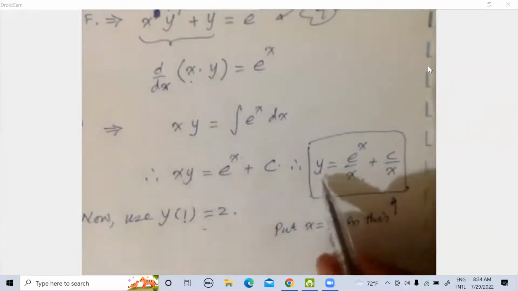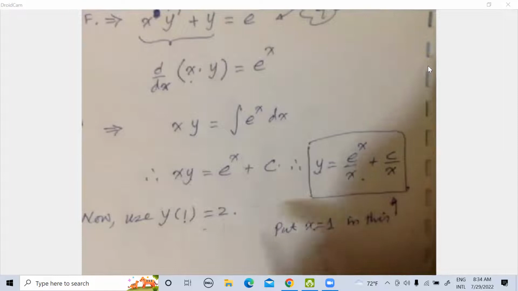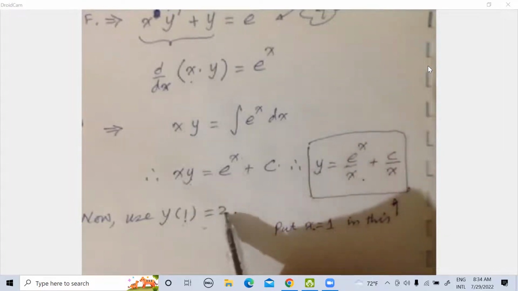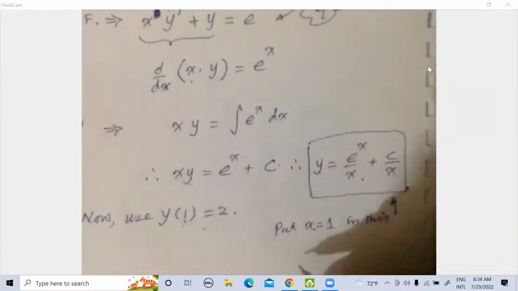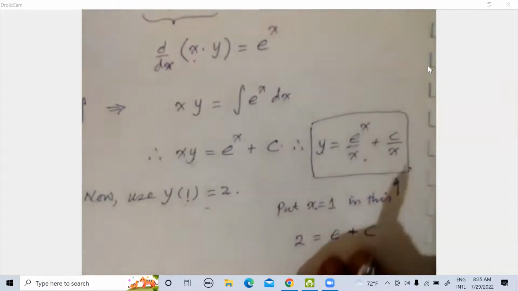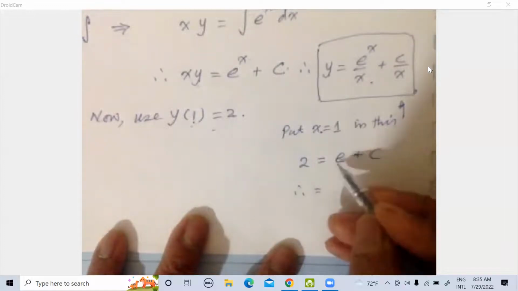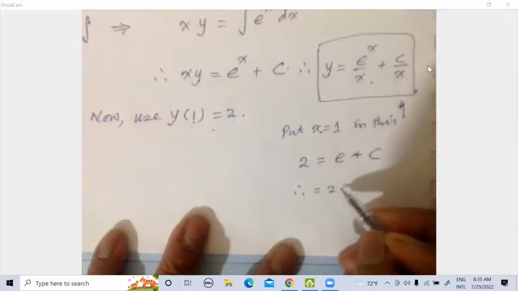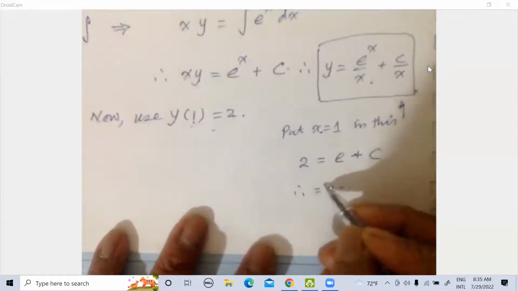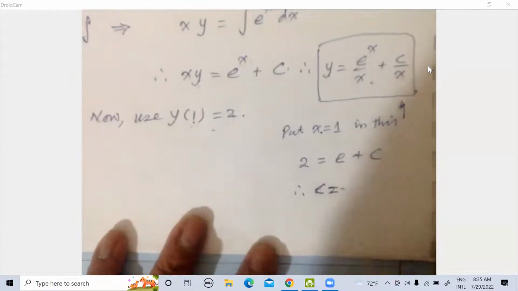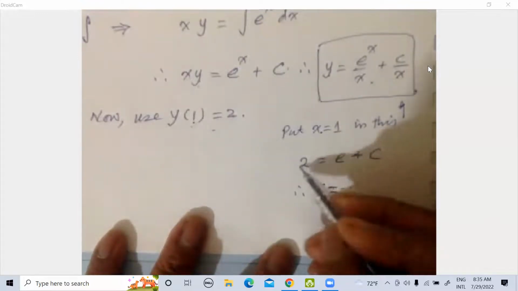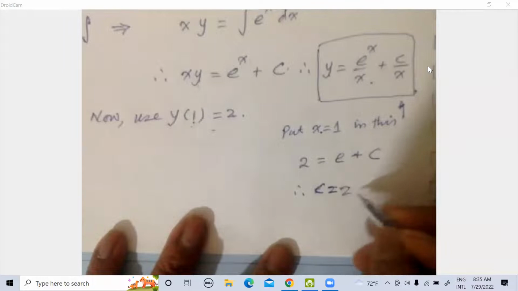Put x equals 1 in this. Y when x equals 1? Y(1) equals 2. Y when x equals 1 is 2. So 2 equals, put x equals 1, e plus C. Therefore, C is equal to, take this e to the other side, 2 minus e. Therefore, C is equal to 2 minus e.